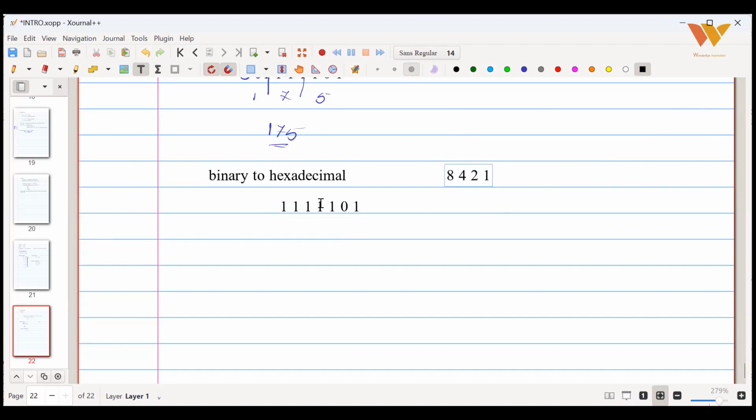Now when I group it into 4 numbers, I will append a 0 because it should be a group of 4. So this is 8 plus 4, 12, 12 plus 1, 13. Therefore, I'll write it as 3, and this is 7. Therefore, the conversion of 111101 is 7D. Okay?